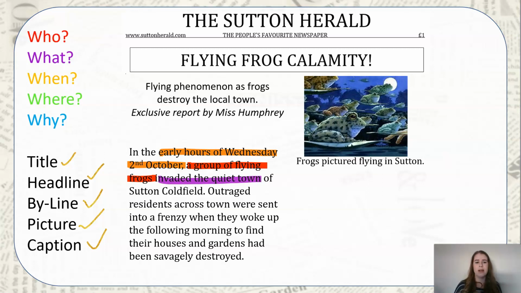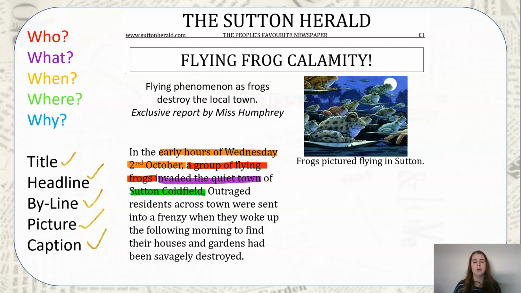So now I need to think, well, where is the where? So where is this event taking place? Well, if I read on, it says a group of flying frogs invaded the quiet town of Sutton Coldfield. So Sutton Coldfield is my geographical location. So this is where the event took place and this is where I'm reporting it from.